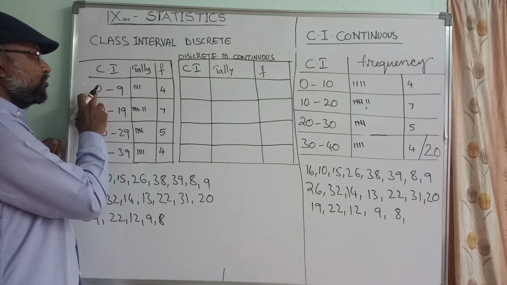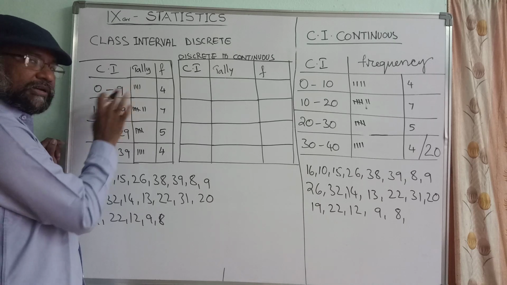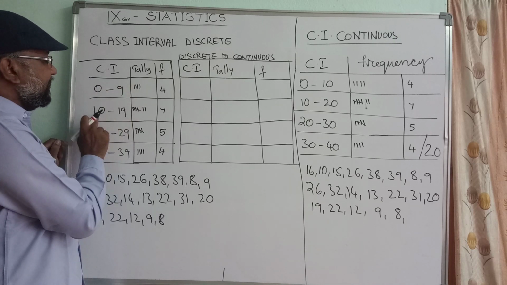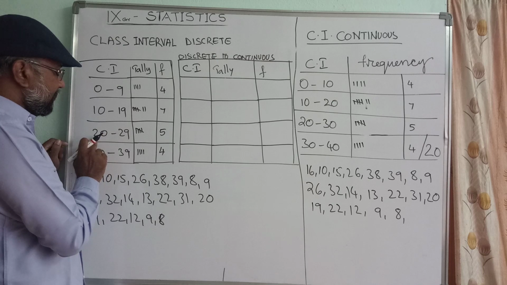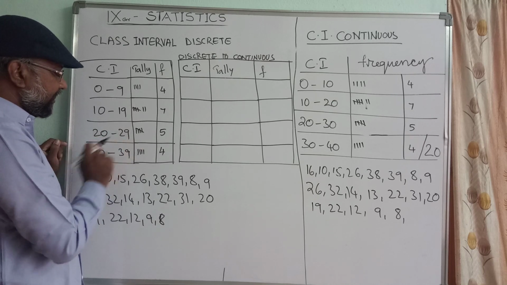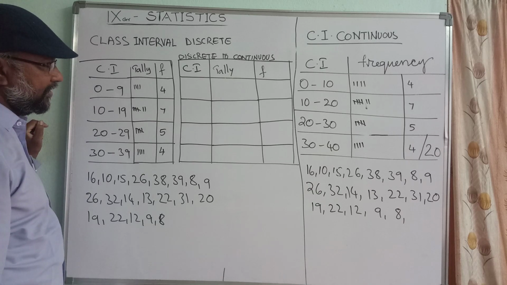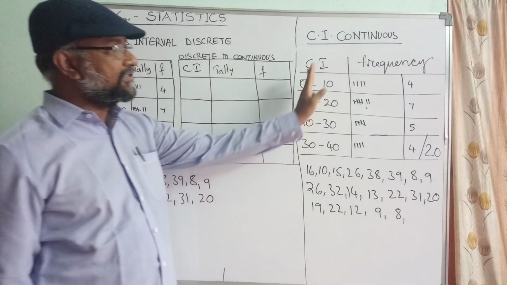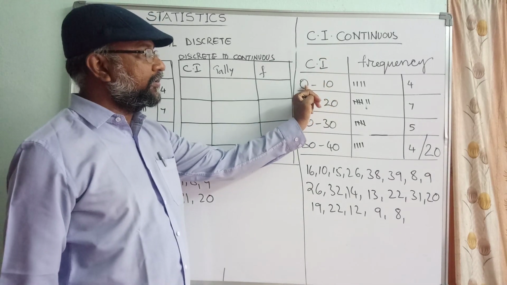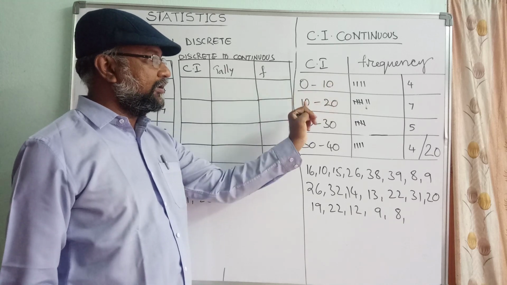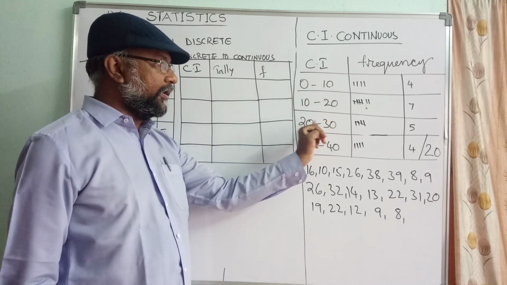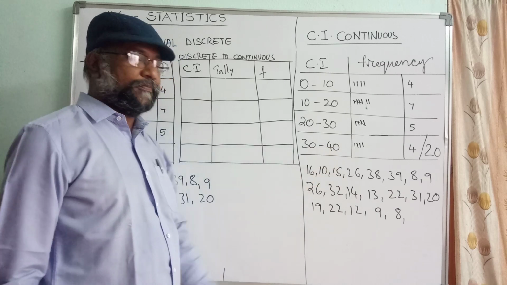Here 0 to 9 is one class, 10 to 19 another class, 20 to 29 is another class, 30 to 39 is another class. If you observe this class interval, here you can see 0 to 10, 10 to 20, 20 to 30, 30 to 40.